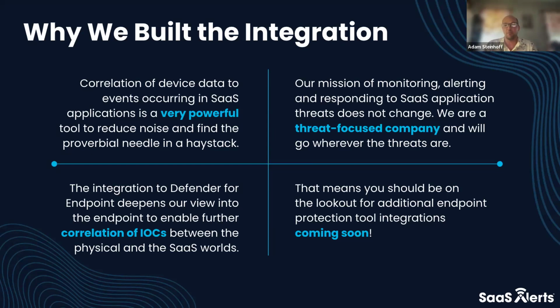Like, what's up with this endpoint stuff? I've just been kind of leaning back and going, we're really still a SaaS monitoring company. We are a threat-focused company, and we're going to go to where those threats are. As long as it is accessible via an API, and we have the ability to manage it the same way that we do our other SaaS applications, we're going to continue to go to where those tools are and where the data is, so that we can help our partners find the breaches and the threat actors faster.